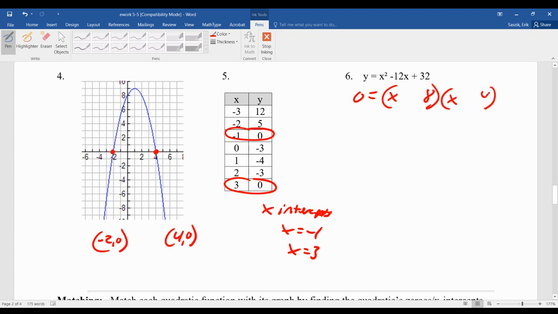I would try to factor, though. It does factor pretty easily. And you get zeros of 8 and 4.